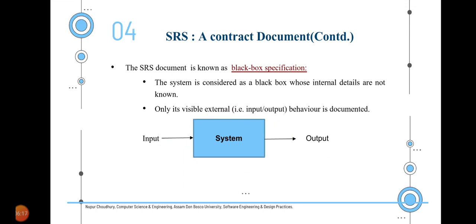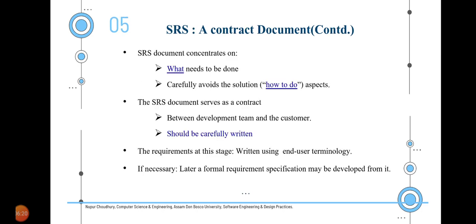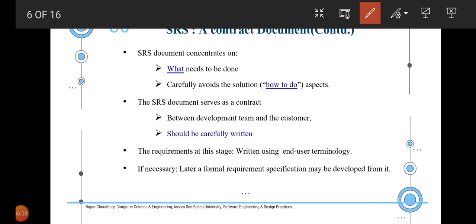So moving ahead, we have to understand that the SRS document concentrates on basically what needs to be done. That means the functions associated with the product or the software, and this is basically specified by the customer. So this is entirely your customer-specific information, that means what needs to be done, and it carefully avoids the solution, that is, how-to-do aspects.